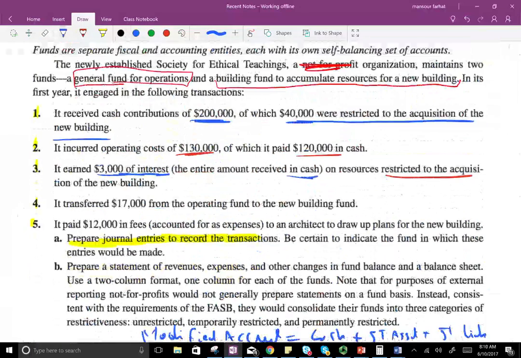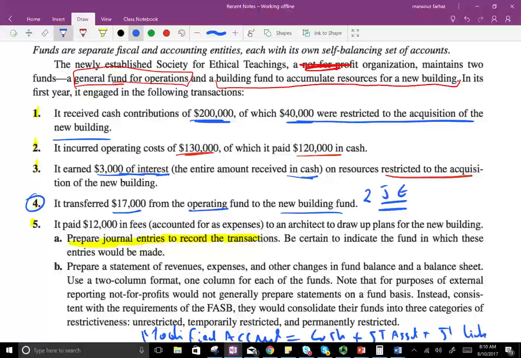Now we could also earn interest from the general fund, but it's telling us for the general fund 4. It transferred $17,000 from the operating fund to the new building fund. So here's what happened. The building fund, the capital project fund, needed some money. So we're going to transfer money out of the general fund and into the building fund. Here we're going to have 2 journal entries. Why 2 journal entries? One entry to move the money out of one fund, and one entry to accept the money in the other fund.